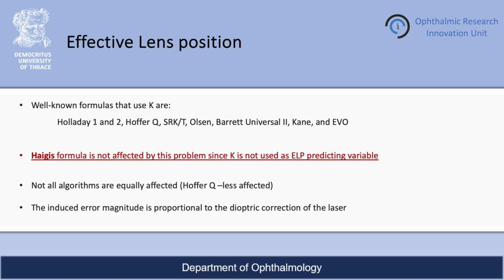Holladay 1 and 2, Hoffer-Q, and SRK/T are some of the well-known formulas that use keratometry values as predictor of the effective lens position. It must be highlighted that the ASCS formula is not affected by this problem since K readings are not used as an effective lens position predicting variable. It should be pointed out that not all algorithms are equally affected. Hoffer-Q, for example, is less affected, and the induced error magnitude is proportional to the dioptric correction of the refractive procedure.